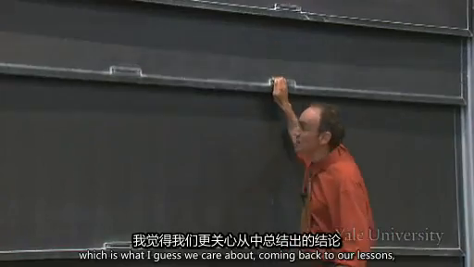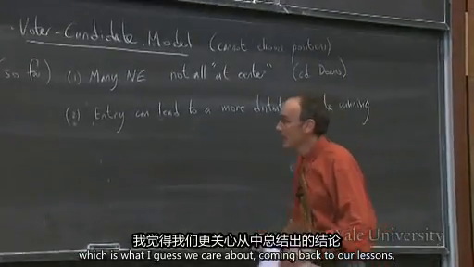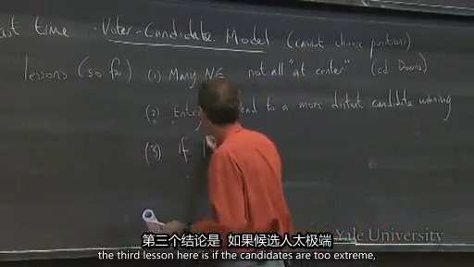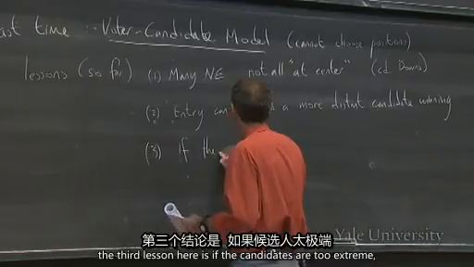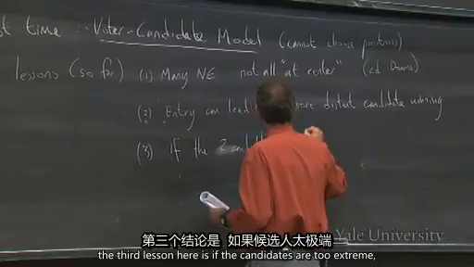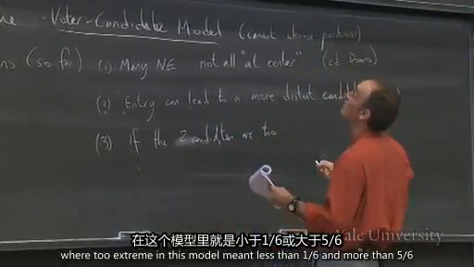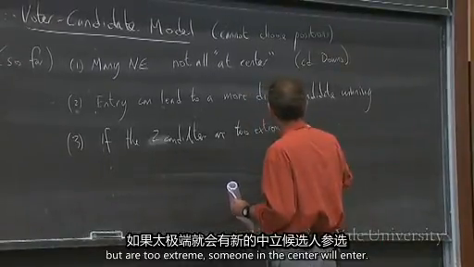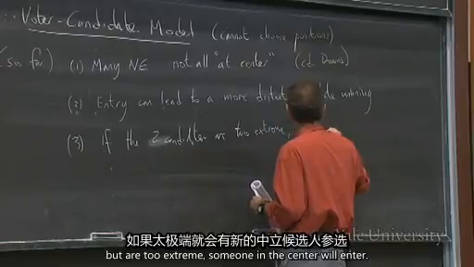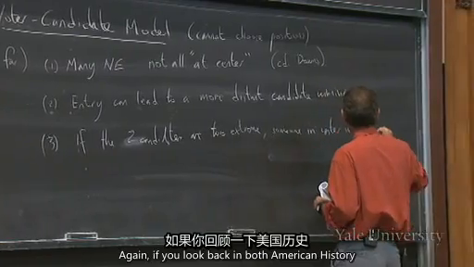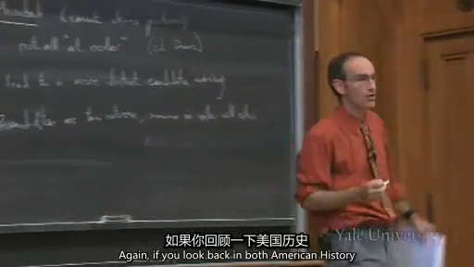But coming back to our lessons, which I guess is what we care about, the third lesson here is if the two candidates are too extreme, where too extreme in this model meant less than 1/6 and more than 5/6, someone in the center will enter.